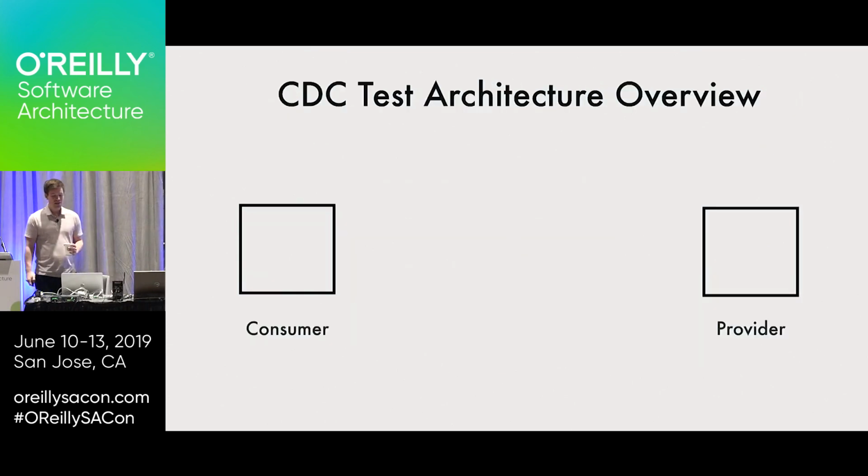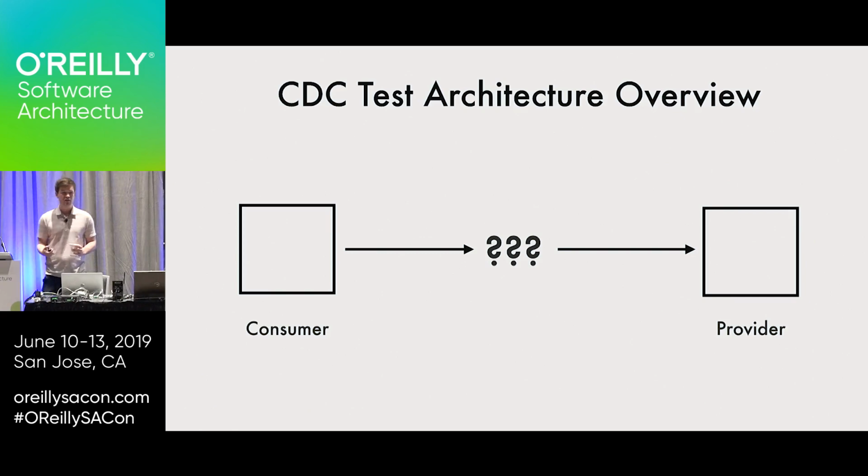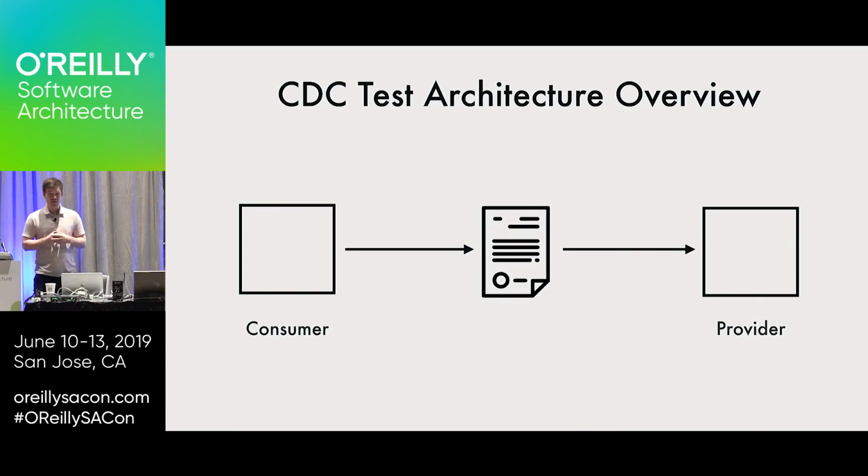So a CDC test architecture overview would involve a consumer and a provider. The consumer would be a consumer of an API and the provider would be a provider of the API. What we need to do is guarantee that the communication between these two services via the API will work as expected. So I want to be able to release my consumer or my provider and know that I'm not going to break this communication. With CDC, we achieve this with contracts. So we create a contract to represent the interaction between these two services.